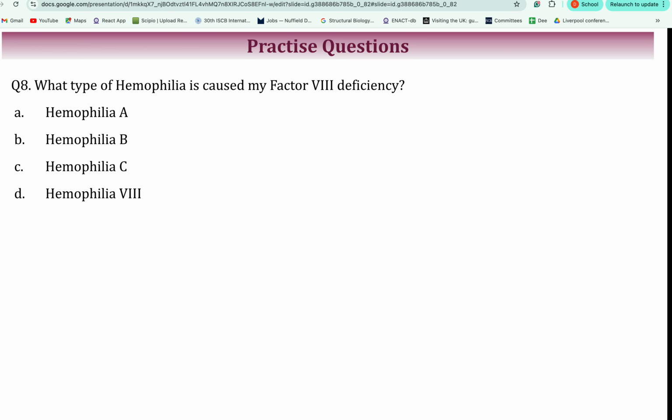The next question is, what type of hemophilia is caused by factor VIII deficiency? Sorry for this mistake. Option A is hemophilia A, option B is hemophilia B, option C is hemophilia C, and option D is hemophilia 8. Sometimes when you look into the options, some options are just to confuse you. So don't get confused. You need to just tell which hemophilia is caused by factor VIII deficiency.